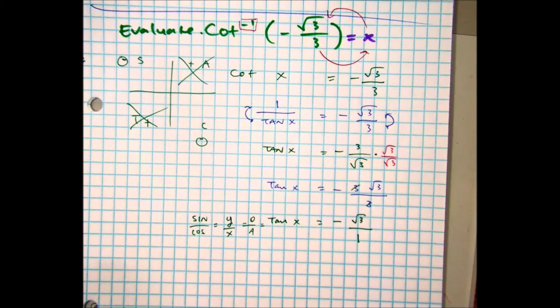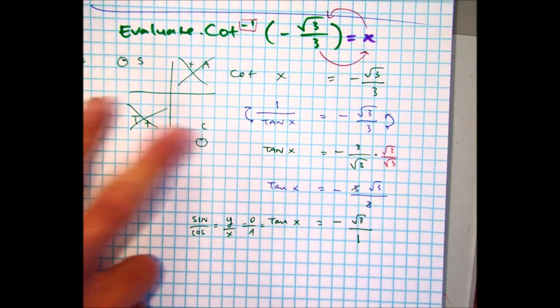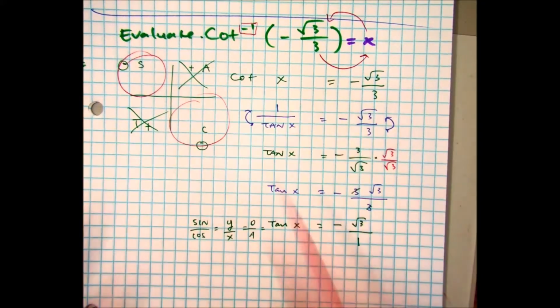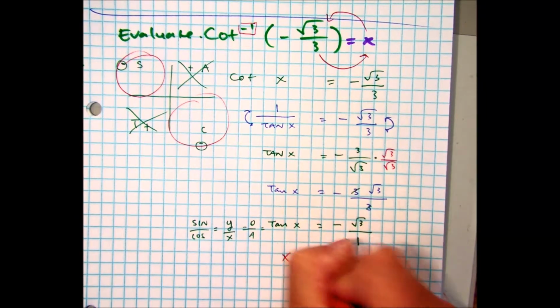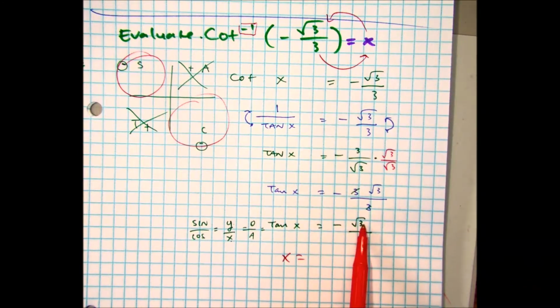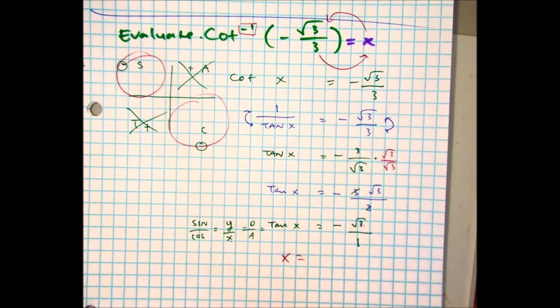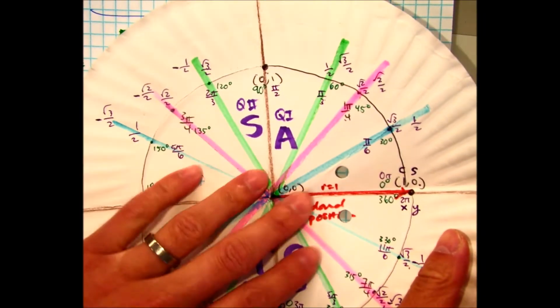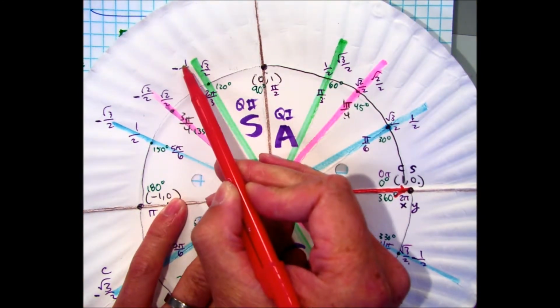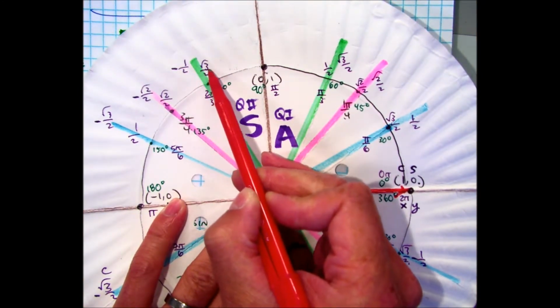So now I'm going to pull out my paper plate. Remember, we have 2 locations to look for. We're looking in quadrants 2 and 4. So I'm going to write down x is equal to. And I'm looking for an x value that's 1 and a y value that's negative radical 3. X value that's 1, see a 1, and I see a y value of radical 3.